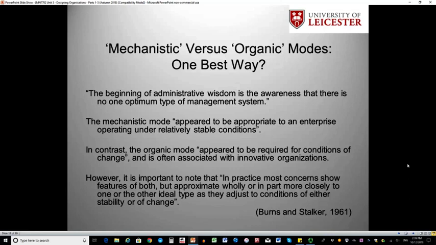And this is perhaps not surprising because of the way that the organic mode is linked into boundary spanning, and boundary spanning is important for innovation.